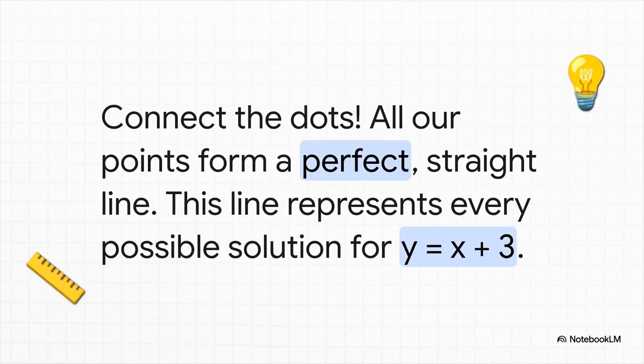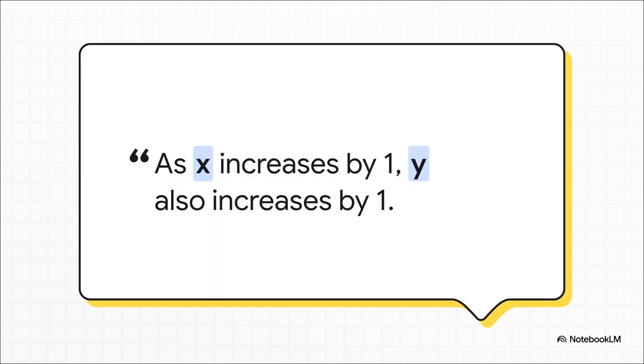So, when we connect the dots, we get this, a perfect straight line. And this isn't just a line connecting a few points. It represents every single possible solution to our rule. Any point that follows y equals x plus 3 will land somewhere on this exact line. Pretty cool. So, what's the story this line is telling us? Well, it's a simple story of steady growth. For every single step we take to the right on the x-axis, we take exactly one step up on the y-axis. It's simple, it's predictable, and it's constant.